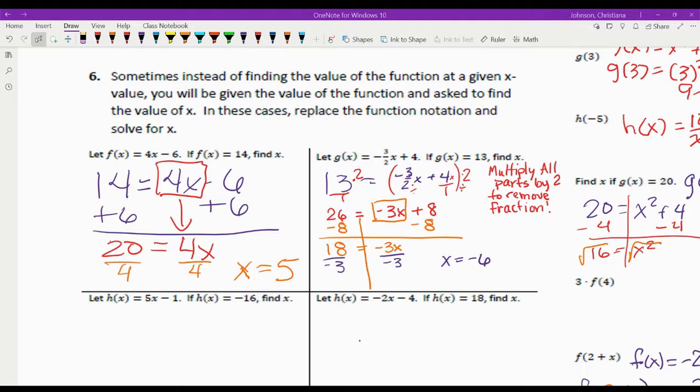We box in our 4x so we don't accidentally move it first. Add the opposite of -6, and then divide by 4 so we get x is 5.